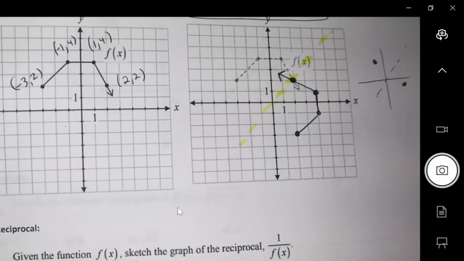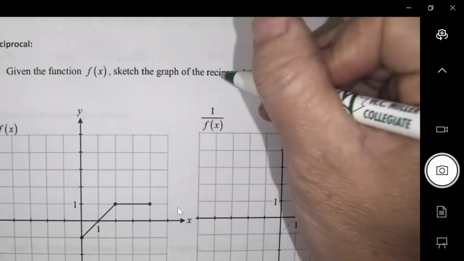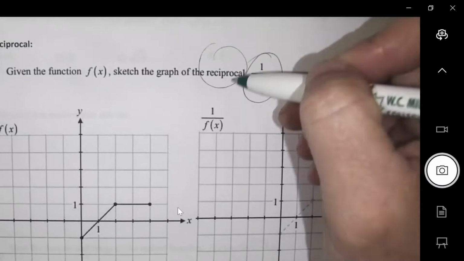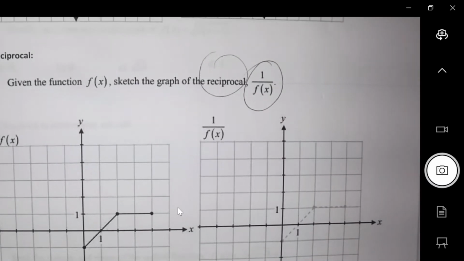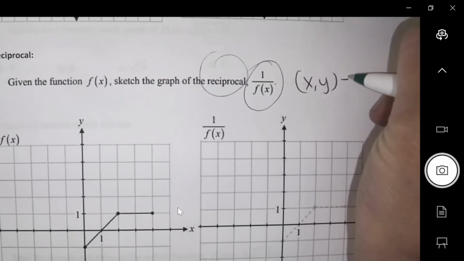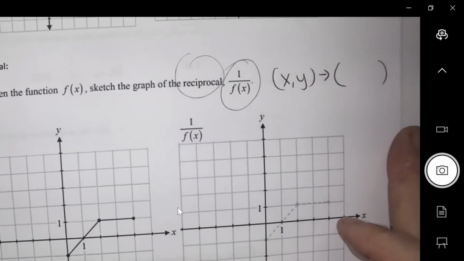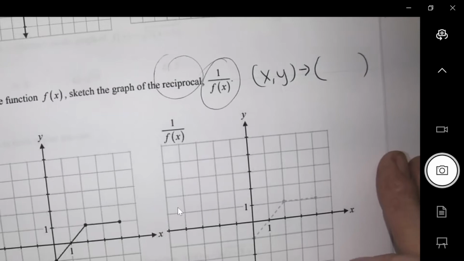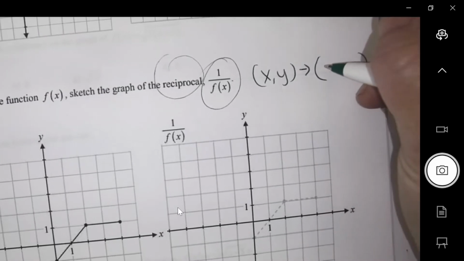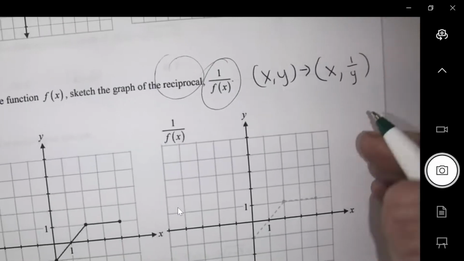Okay, the reciprocal and or the symbol for it. So you need to recognize those words, reciprocal, and you need to understand the abbreviation for it. So an xy point is going to do what? How is it going to change? X comma 1 over y.